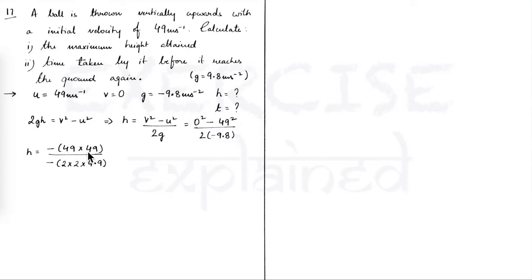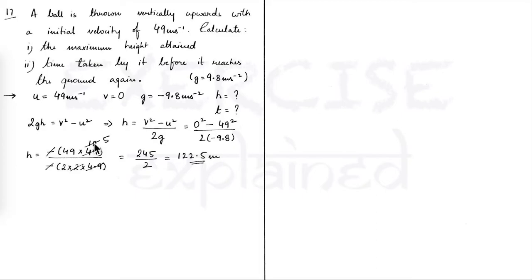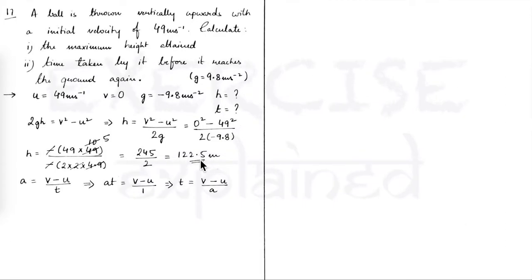Now 4.9 into 10 times will be 49 and minus will cancel. And after that this 10 and this 2 cancel, so I get 5 times. So I get 49 into 5 divided by 2. So 49 into 5 gives me 245 divided by 2. So 245 divided by 2 is 122.5 meters. So the maximum height attained is 122.5 meters.